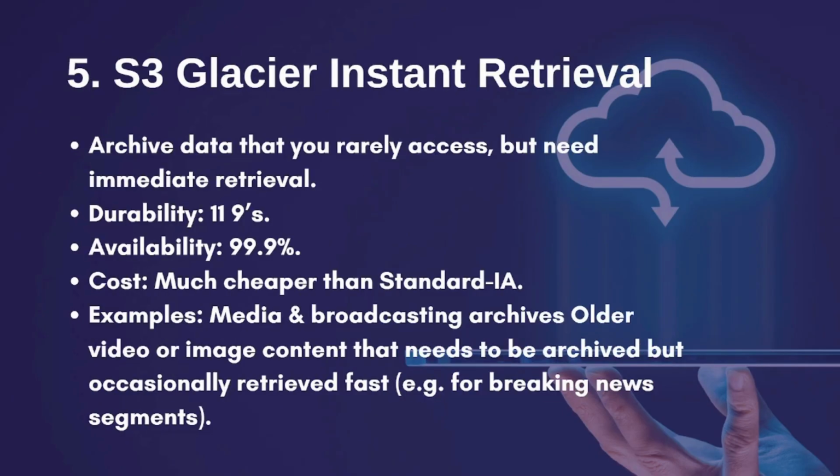The fifth one is S3 Glacier Instant Retrieval. It archives data that you rarely access but need immediate retrieval. Durability is again 11 nines. Availability is 99.9%, and in terms of cost it is much cheaper than Standard-Infrequent Access. Examples where we can use S3 Glacier Instant Retrieval are media and broadcasting archives, and older video or image content that needs to be archived but occasionally retrieved fast. For example, breaking news segments.